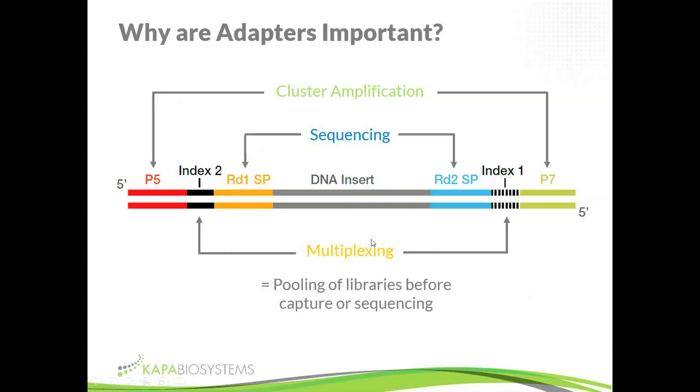And so, if you're going to mix samples for sequencing, you have to have a way to identify which sequencing read belongs to which sample in the end. So demultiplexing everything at the end.